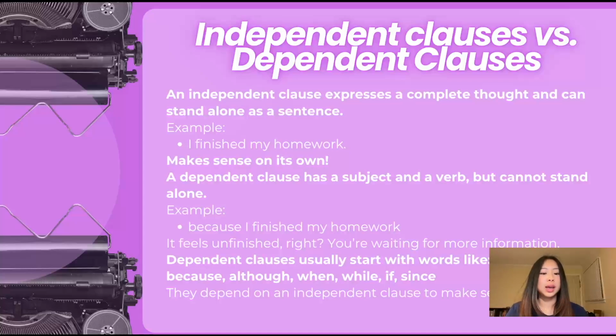A dependent clause is something that has a subject and a verb, but it can't stand alone. For example, because I finished my homework. It feels very unfinished, right? Like, what were we talking about before that? Why? It's not complete. And it feels like you're waiting for more information. So dependent clauses usually start with words like because, although, when, while, if, since, and they depend on an independent clause to make sense.